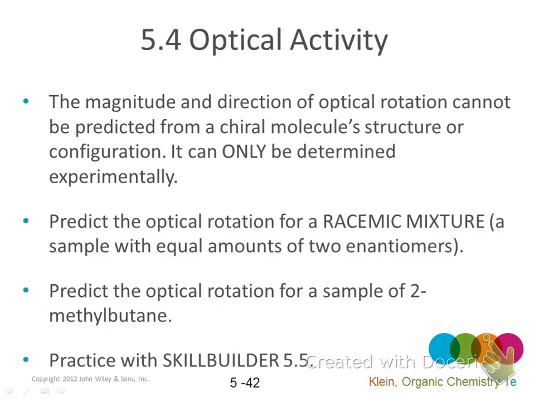Okay, so optical rotation, unlike the configuration, can only be determined experimentally. And if you have a racemic mixture, you have equal amounts of the two enantiomers. One wants to turn the light to the right, one wants to turn it to the left. What do you think happens to the light? Nothing, right? It stays dead center. So a racemic mixture has no optical rotation. I don't know why they even put this question on here, but maybe I should ask you. How would you predict the rotation of a sample of 2-methylbutane?